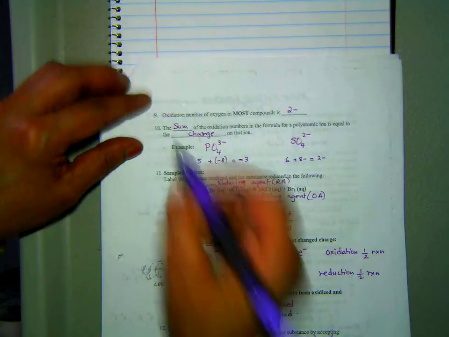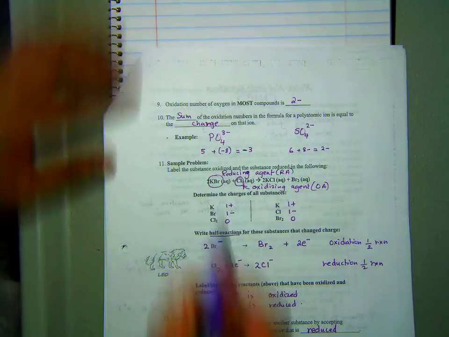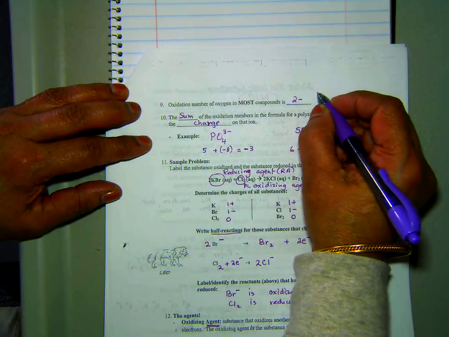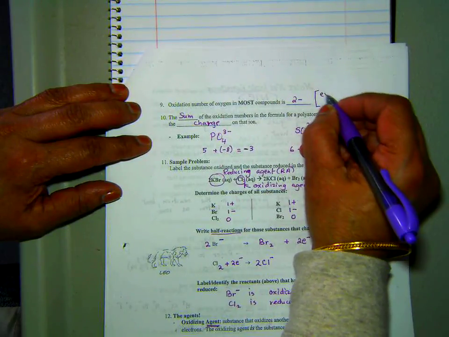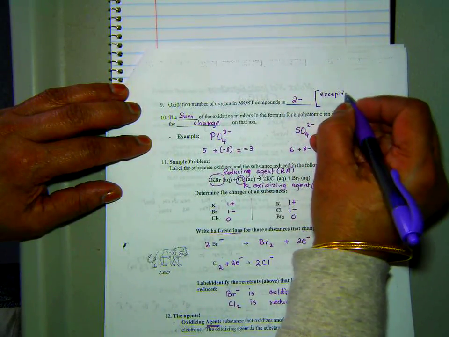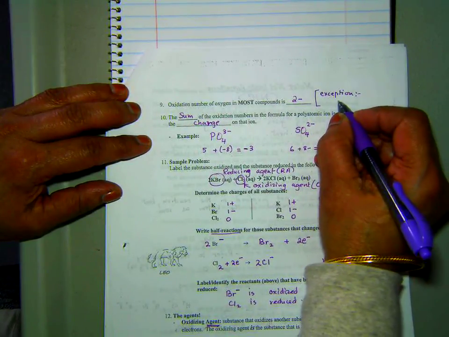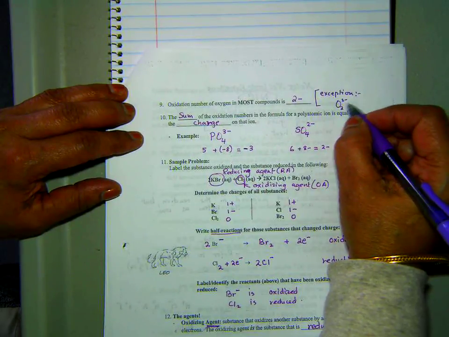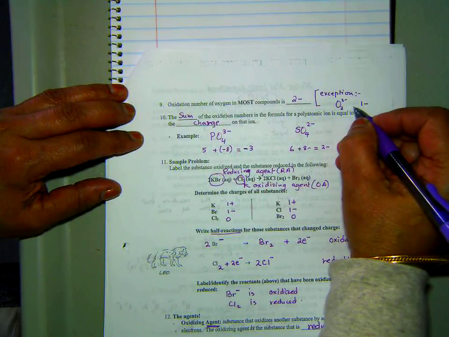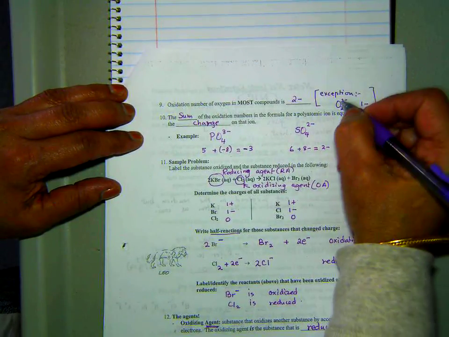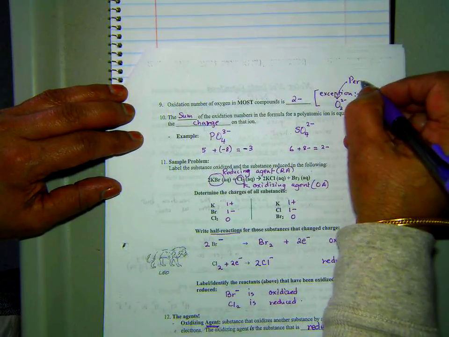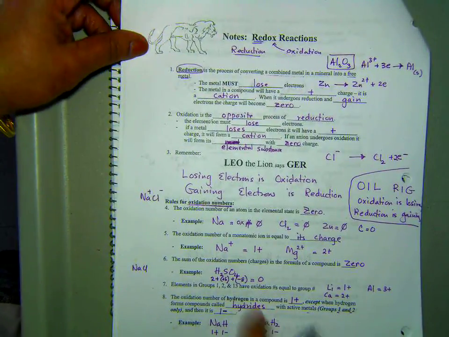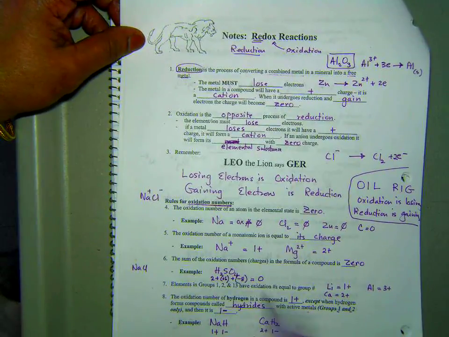The oxidation number of oxygen in most compounds is 2 negative. There's only one exception. One exception is the peroxide ion, O2 2 minus, right? Then the oxidation number for oxygen will be 1 minus. This is the only time oxygen gets 1 minus. Okay, this is the peroxide ion. So hydrogen is always 1+, oxygen is always 2 minus, except of course there are a couple of exceptions.